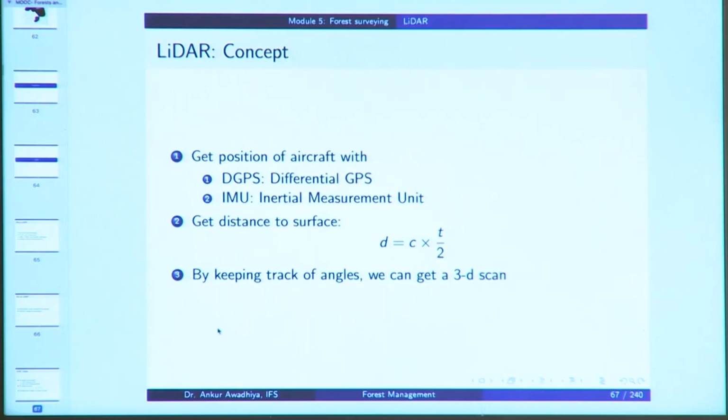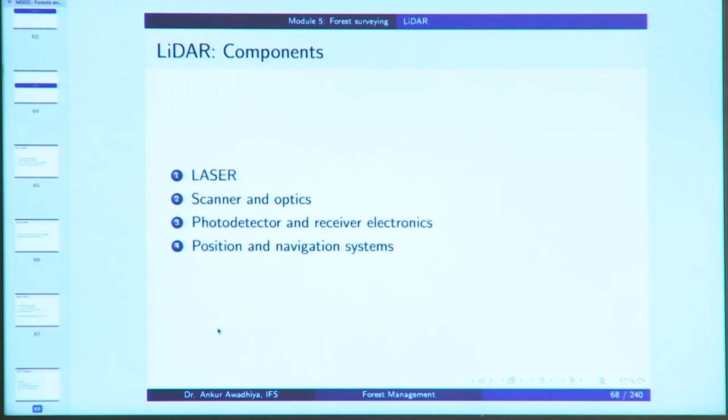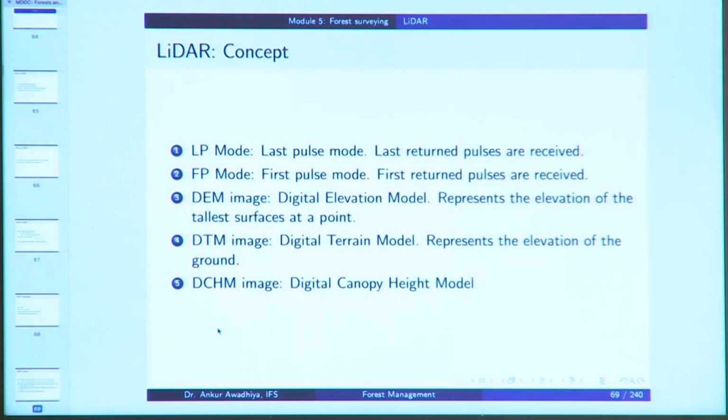And by keeping track of angles, we can get a 3D scan. The components are laser, scanner and optics, photodetector and receiver electronics, and positional and navigational systems. We saw that it works in two modes, LP mode, which is the last pulse mode, where the last return pulses are received, and the FP mode, which is the first pulse mode, where the first return pulses are received.